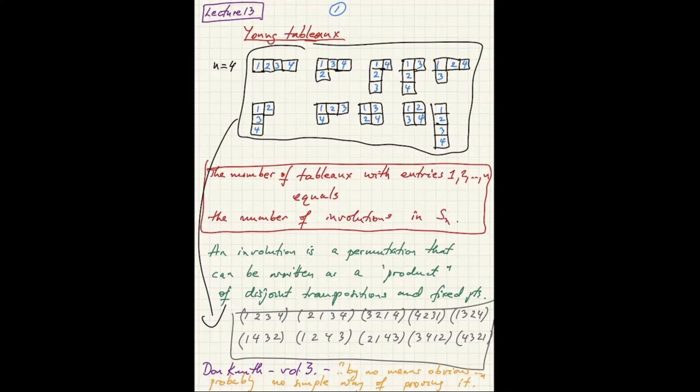Now, this result in red in the middle of the page, like Don Knuth puts it, is by no means obvious, and there's probably no simple way of proving it. But we'll try to give you the idea of the proof in this lecture.